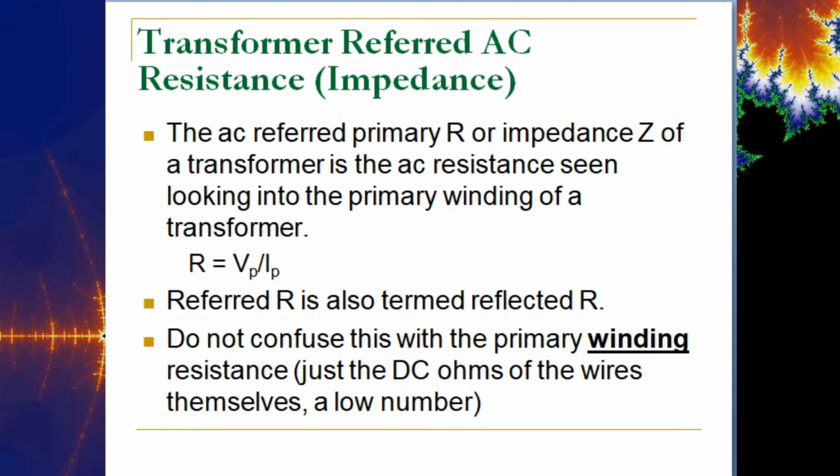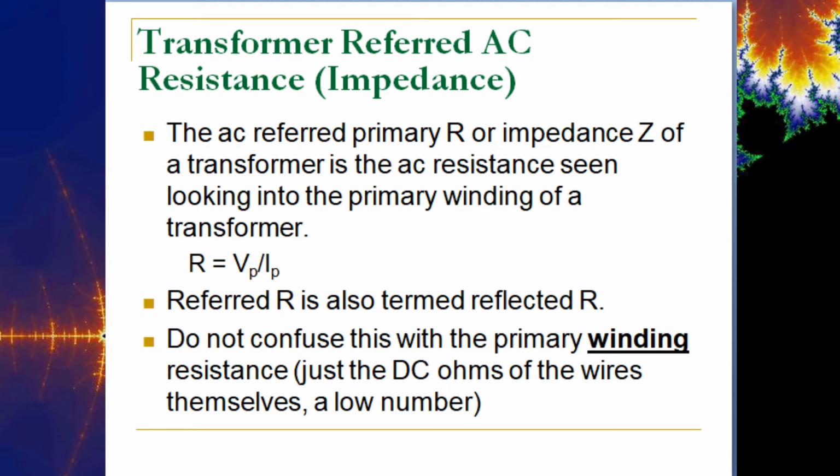The next thing we're going to talk about is what's labeled here as referred AC resistance or impedance. I've always heard the term as reflected resistance, so I will refer to this as reflected resistance. It says the AC reflected primary resistance or impedance Z. Remember, Z is just the resistance of the circuit plus the reactance from the capacitors and the inductors. So that's just impedance Z. The primary resistance or impedance Z of a transformer is the AC resistance seen by looking into the primary winding of a transformer. In other words, if you were to take the voltage at the primary divided by the current at the primary.